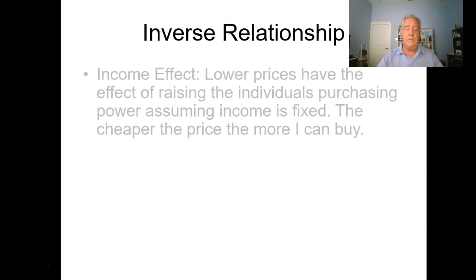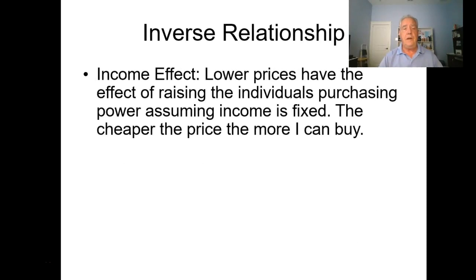There's an inverse relationship, so let's talk about that and why. First of all, income. Lower prices have the effect of raising our ability to buy something. So the lower the price, the better that we can buy it at, the more we'd be inclined to buy it. So cheaper, buy more.